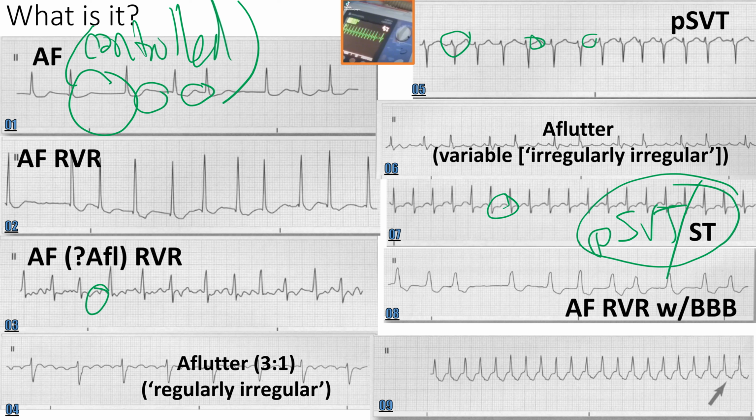PSVT. So PSVT is pointing to something. It's pointing to a little tiny P wave, I think, buried in the T wave. So basically you don't have a P wave before each QRS. Maybe it's a buried P wave, but it's definitely not visible. So that's a PSVT. How can you fix PSVT?